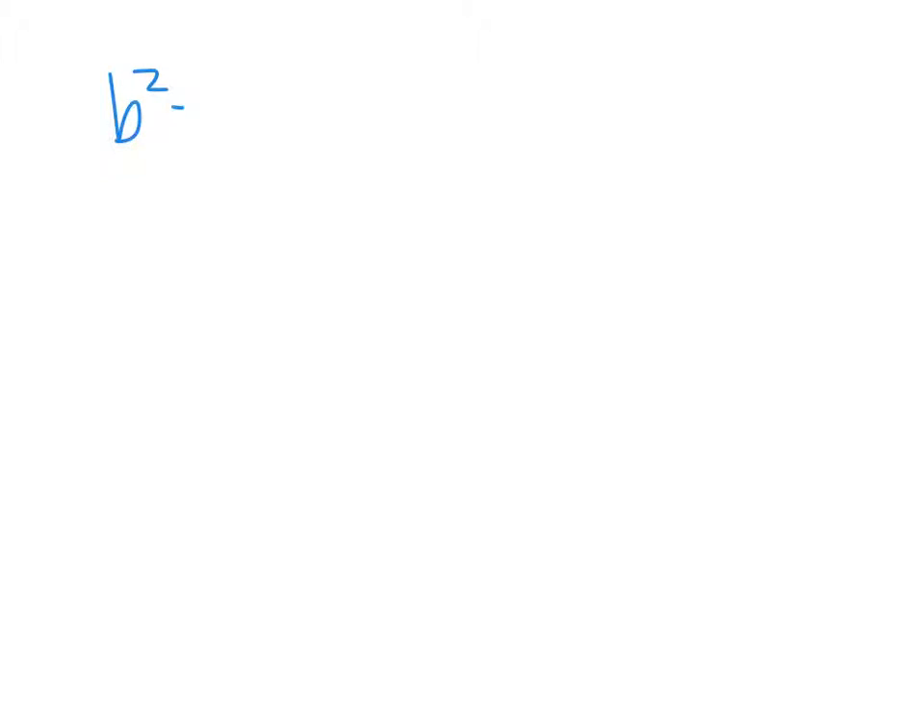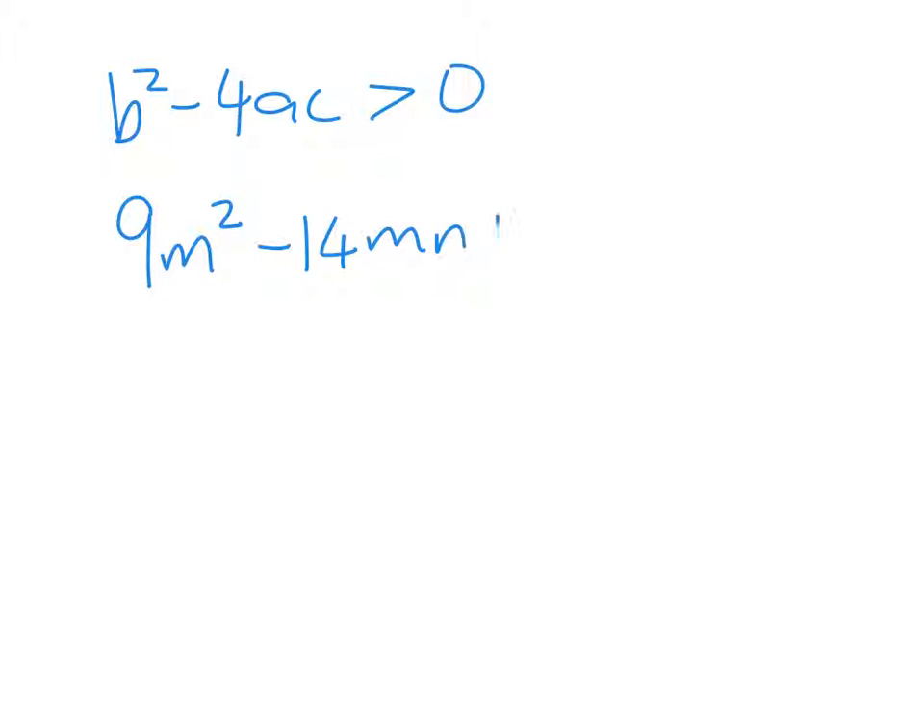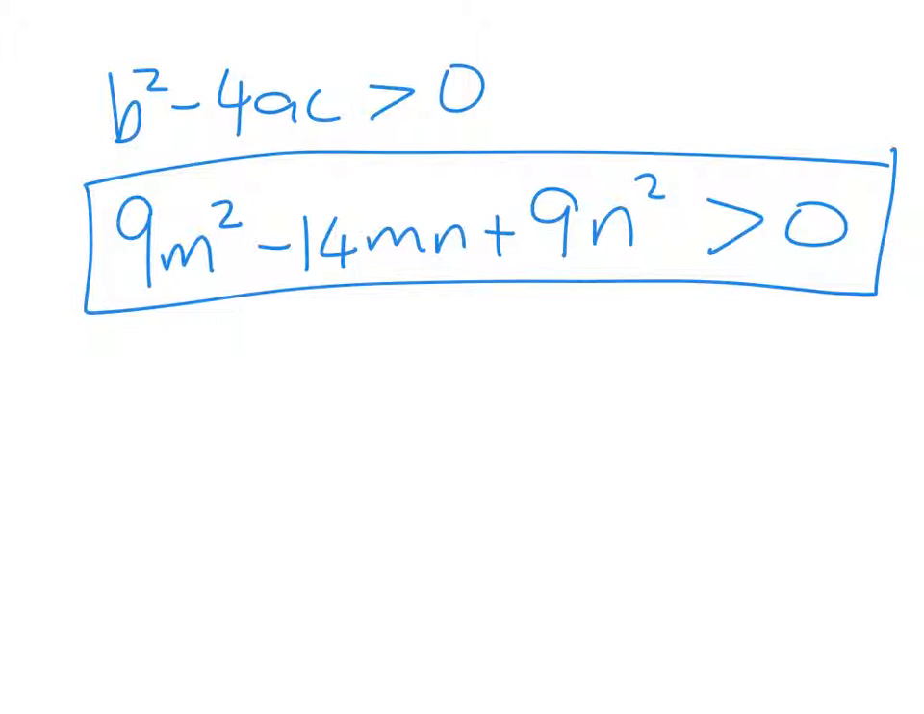I'm going to do a new slide just for that last line. So b squared minus 4ac strictly greater than 0, which means that 9m squared minus 14mn plus 9n squared must be strictly greater than 0. Okay, so that's all you need to get an excellence code on that question.